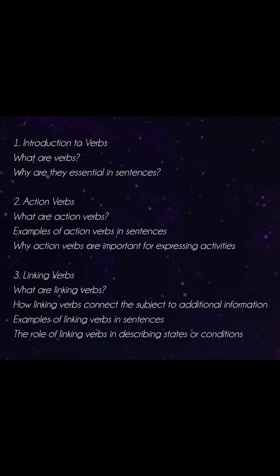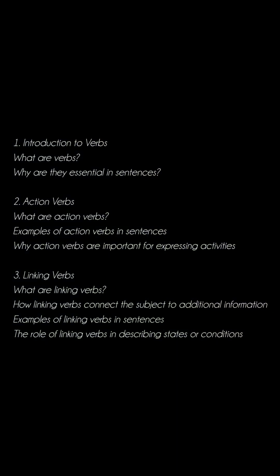Number two, linking verbs. Unlike action verbs, linking verbs don't show an action, and instead they connect the subject to more information about the subject. Linking verbs help us describe a state or condition. They link the subject to a word or phrase that gives us more detail about it. Some common linking verbs are is, am, are, was, were.